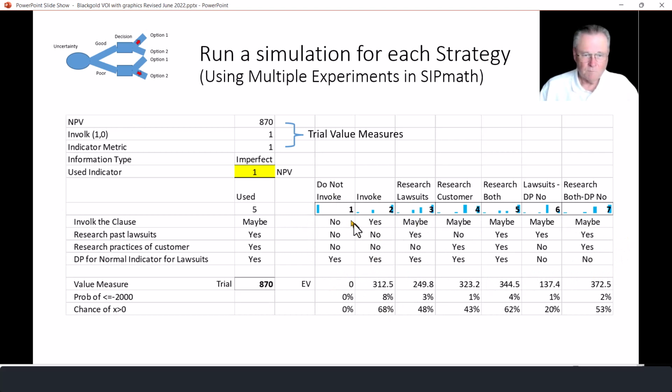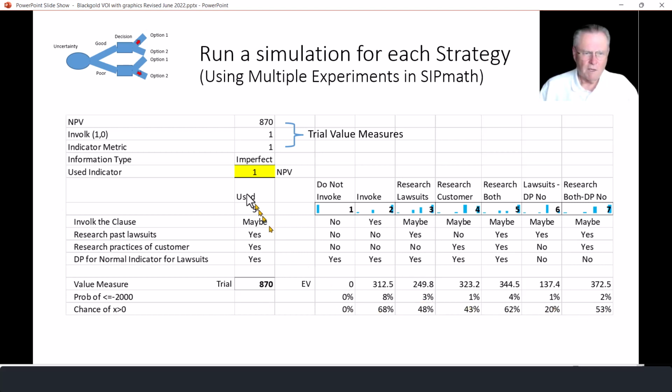And from that, this is imperfect information. I get the expected values for the NPV, in this case, NPV here. And because I have these represent full distributions, I can then calculate the probability of losing more than $2 million, or I can look at the chance of having a positive outcome.